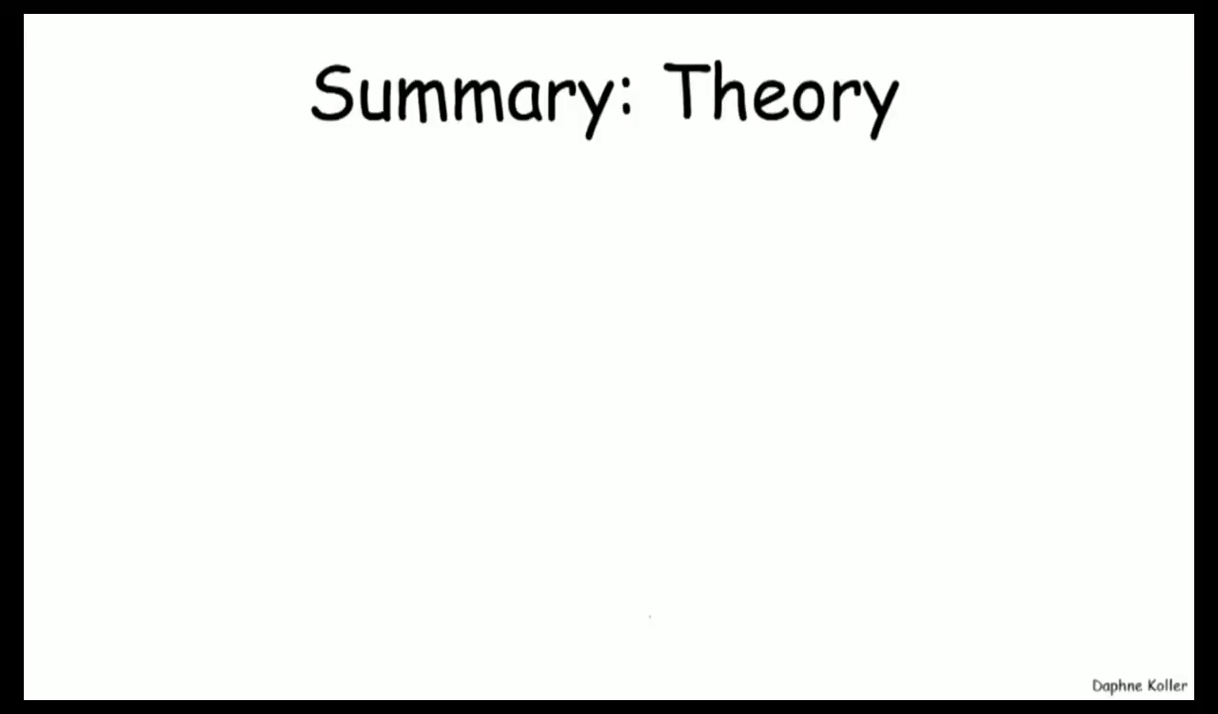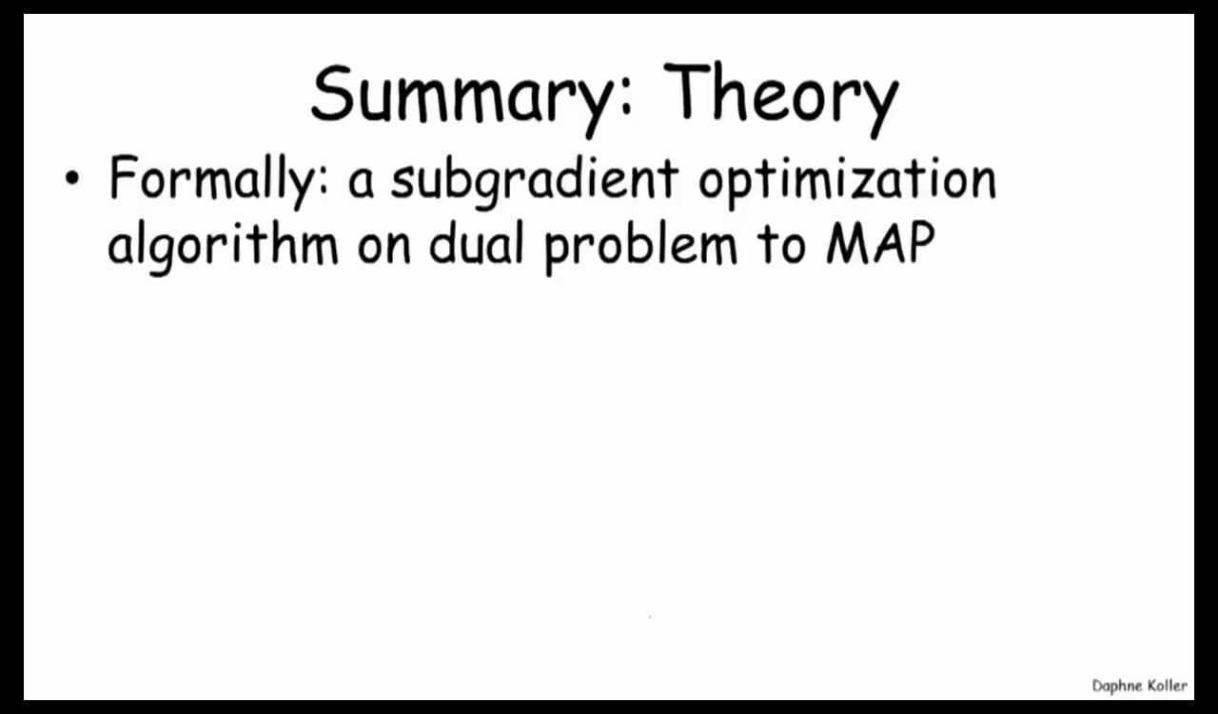One of the nice things about the dual decomposition algorithm is that it has a lot of theoretical backing to support it. So formally, and we're not going to go into the details of what this means, but just mention what this is actually doing from a formal perspective. This is a subgradient optimization algorithm, which is kind of like a gradient optimization, but not exactly, on a problem that is a dual problem to the MAP problem. And if you didn't understand that, that's okay. This is just a pointer for those of you who might have seen some optimization before to fit this into that world.